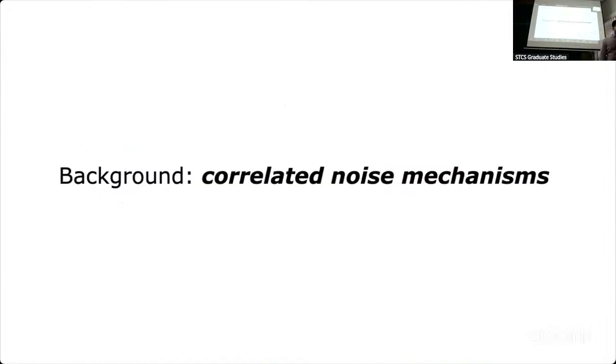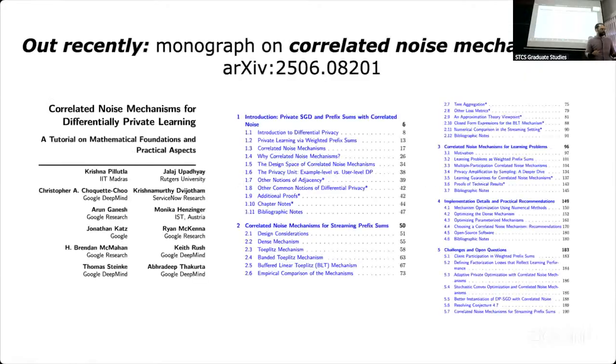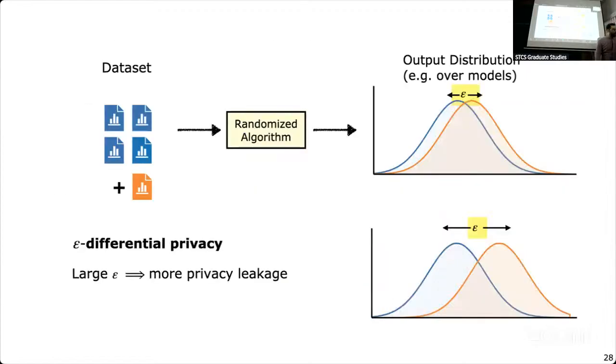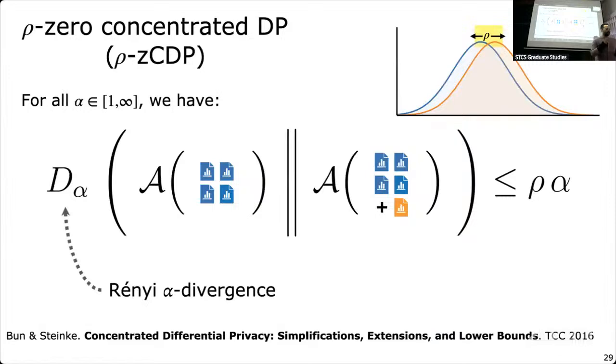Okay. So I'm going to start with some background here, and let's go over some of these details. Much of this is based on a recent monograph that we put out on this topic. As I said, differential privacy is about measuring how much changes to the dataset lead to changes in the output distribution. So let's make that precise using this notion of zero concentrated differential privacy.